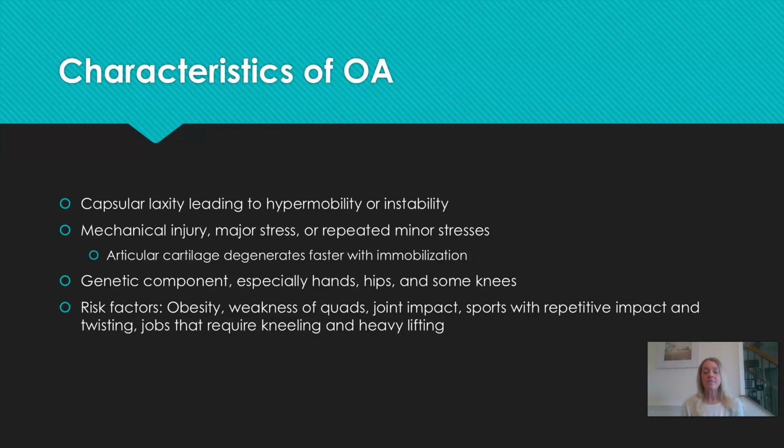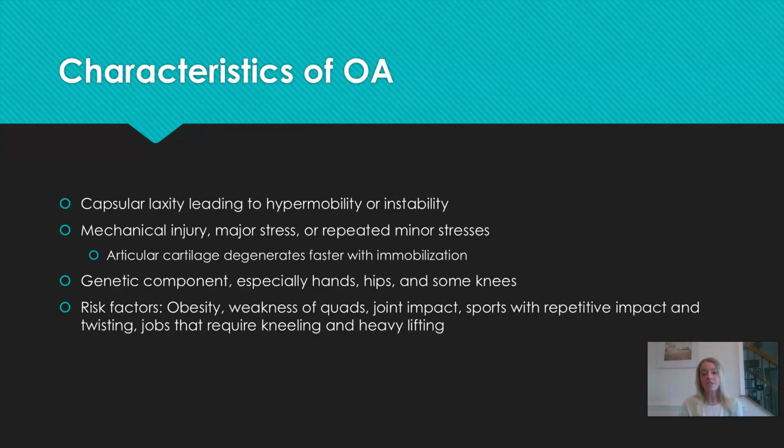Some characteristics of osteoarthritis: we can see capsular laxity, which can also lead to hypermobility and instability of those joints. And this usually comes from either some type of injury or just overuse. Again, the weight-bearing joints are going to be the most affected with osteoarthritis, so hips, knees, spines, sometimes into the shoulder and hands as well. There may be a genetic component to this as well, so if your grandparents had osteoarthritis, you might be slightly more likely to develop osteoarthritis as well.